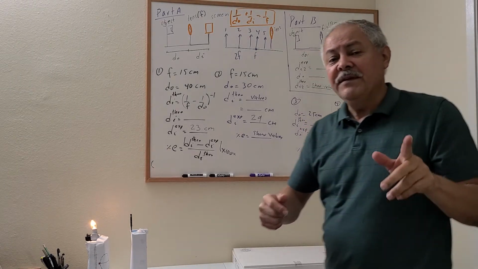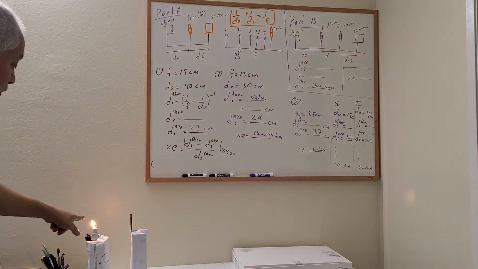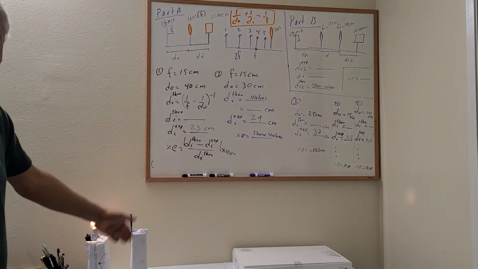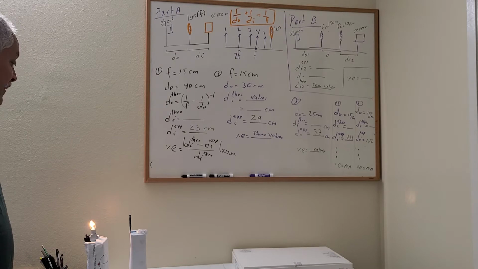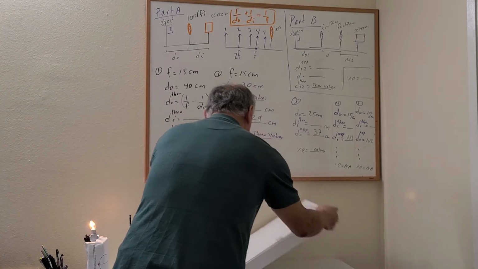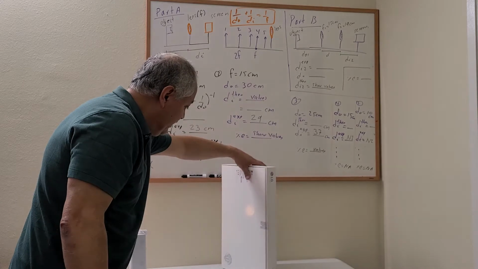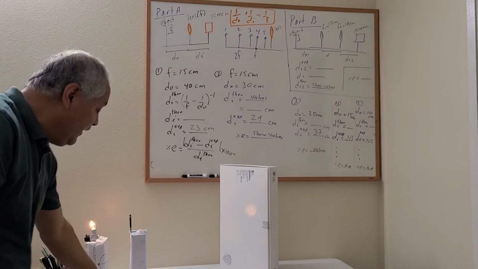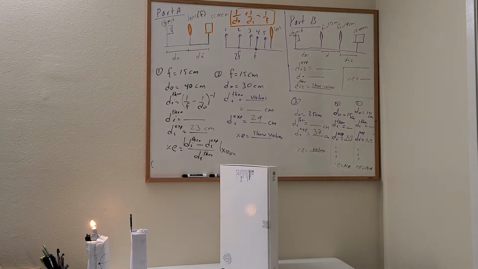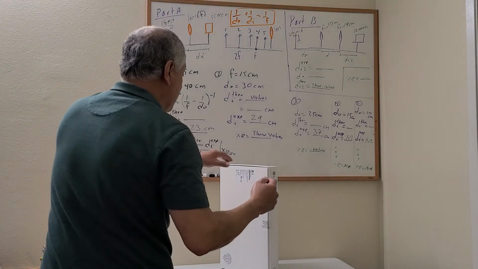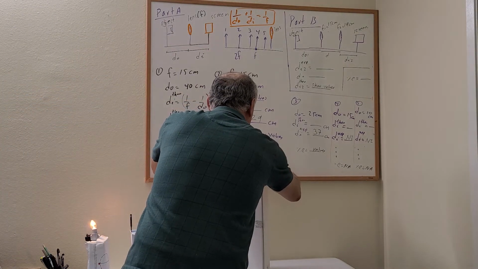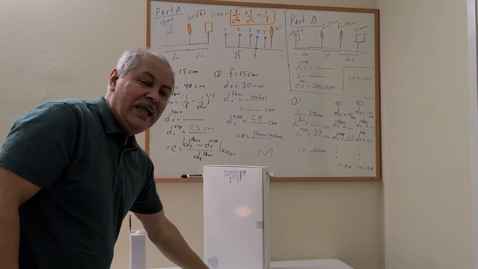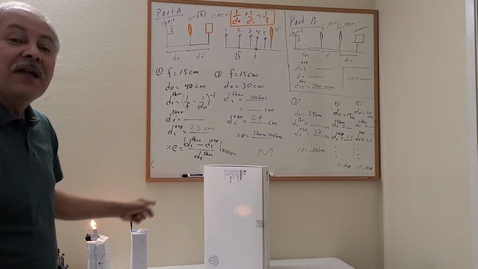In this setup, the object is represented by this lamp. We have this lens, which is just a magnifying glass, and now we have the screen. Here you can see the image. We're supposed to see the image of the filament of this lamp, which looks like this. Let's try to get the best image on this screen, and when we get it, we get the image distance, di, from the experiment.